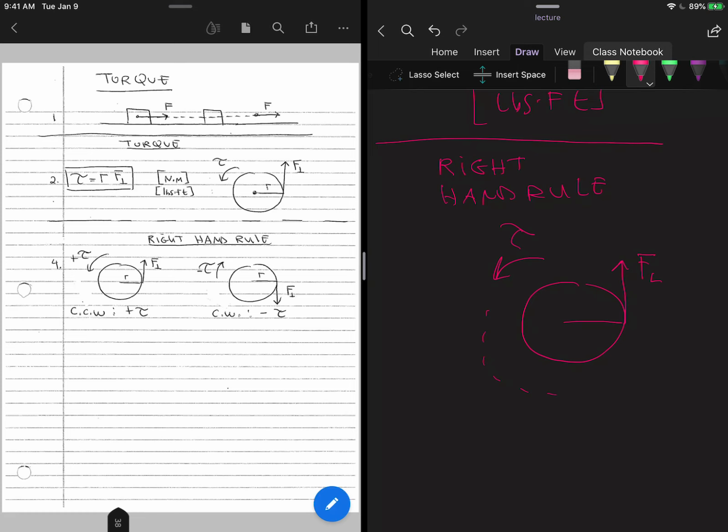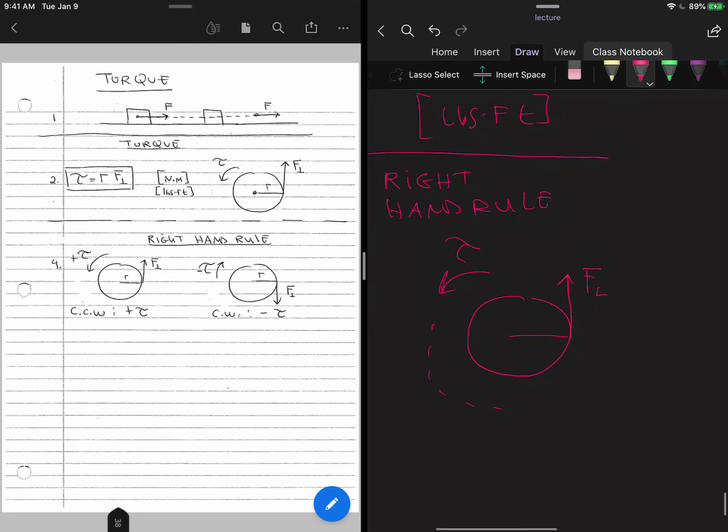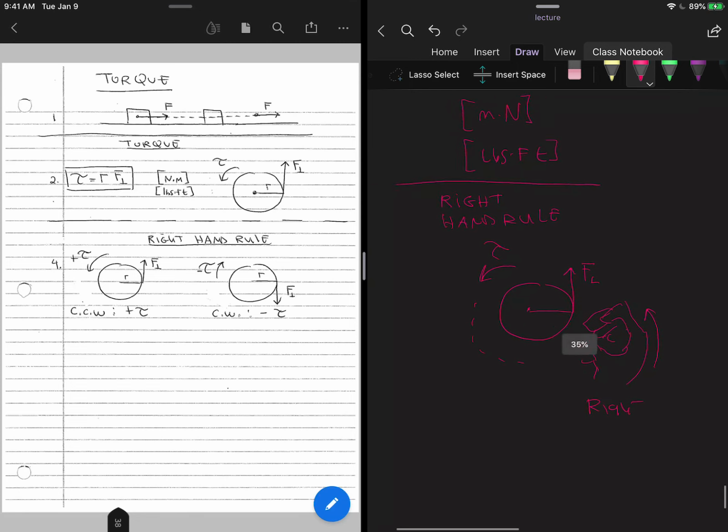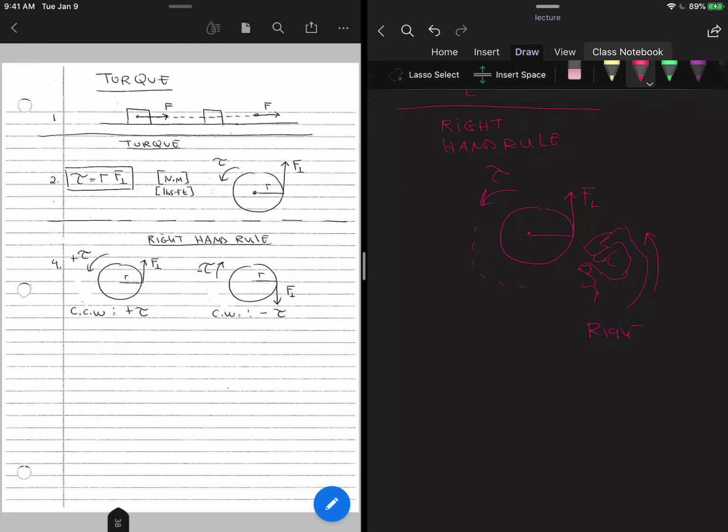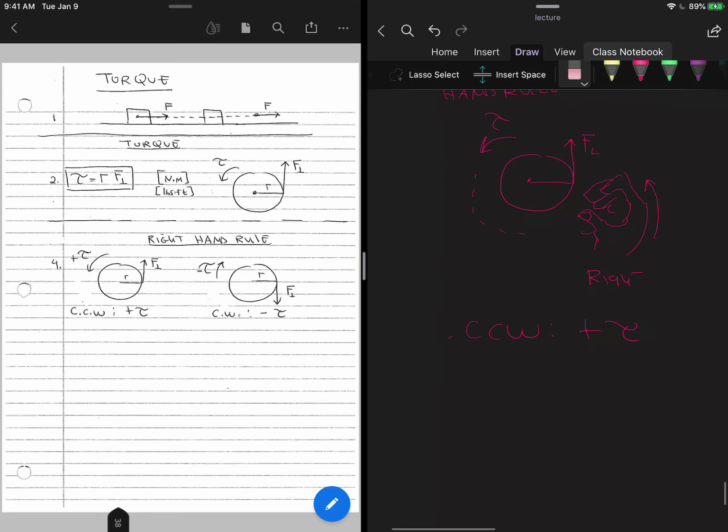If you place your right hand right above the image, looking down from where you are, it would want to do something like this. It naturally wants to curl in that direction, which is counterclockwise. Because of that, we're going to say that a counterclockwise torque is going to be positive. So if the torque is counterclockwise, or CCW, that implies a positive torque. And vice versa, if the torque is clockwise, then that's going to be negative.